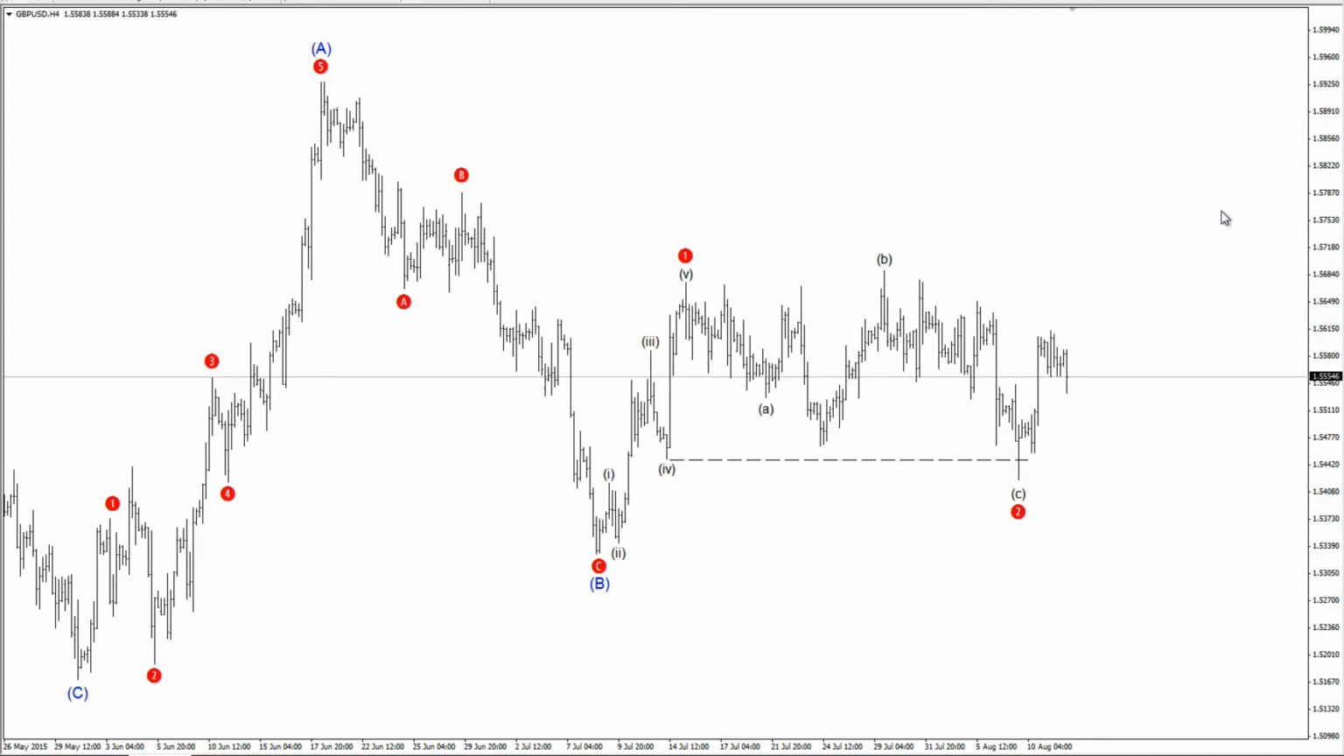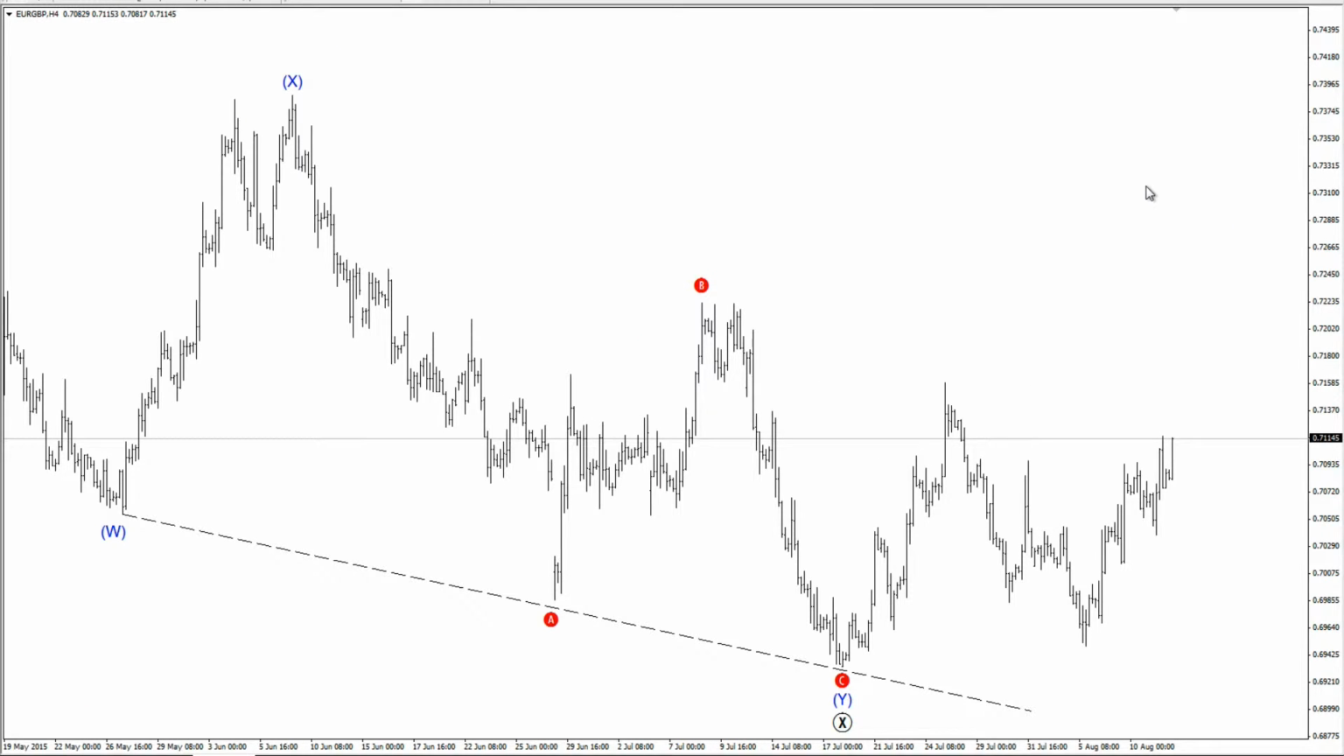Key levels on pound dollar are, on the downside, the support zone around 155.5, and upside resistance is 155.65. Next we have euro pound, and yesterday I also made a revision on euro pound.